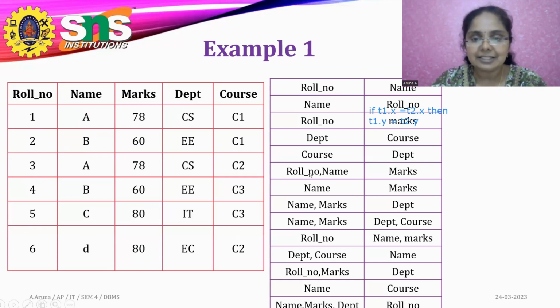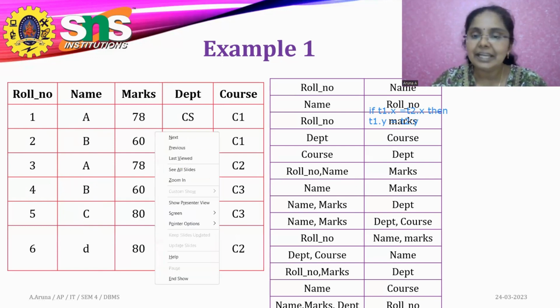Similarly, we can consider this particular example: roll number, name and marks. Here roll number and name are both going to be taken as x, that is the determinant. Here mark can be taken as the dependent. While taking roll number and name, is there any repeated content, that is, repeated tuples, in this particular table? No, it is unique. So if x is unique, then the y value must be unique. So there is no need to check. That particular dependency is functionally dependent.